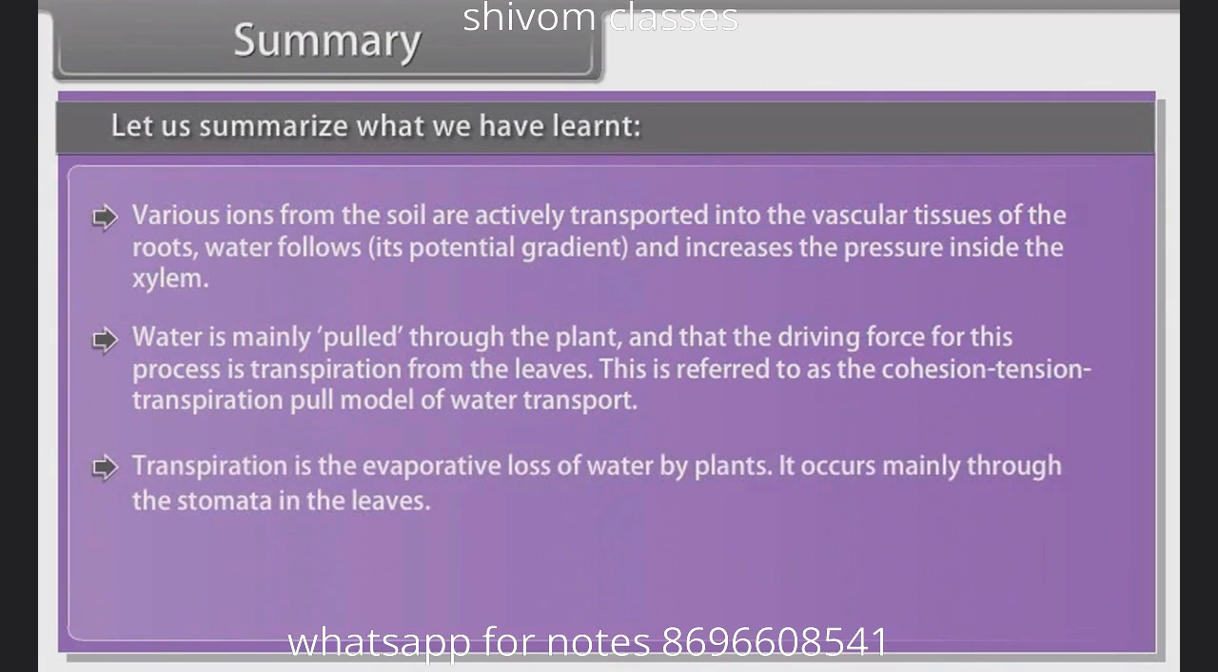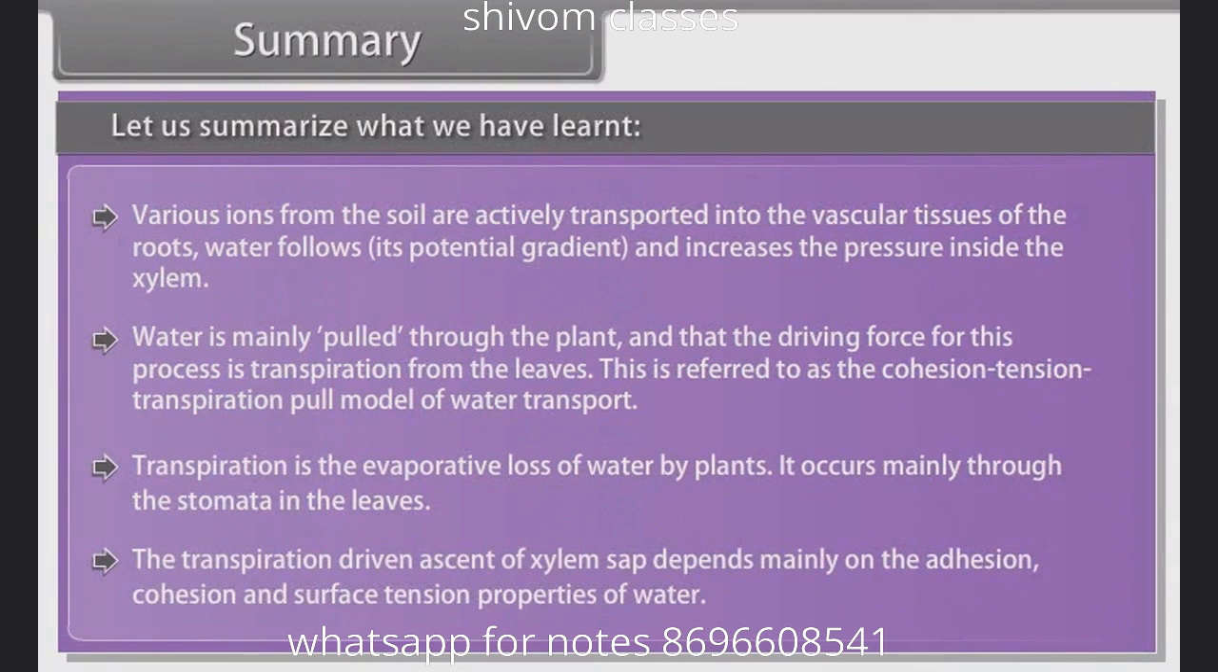Transpiration is an evaporative loss of water by plants. It occurs mainly through the stomata in the leaves. The transpiration-driven ascent of xylem sap depends mainly on the adhesion, cohesion and surface tension properties of water.